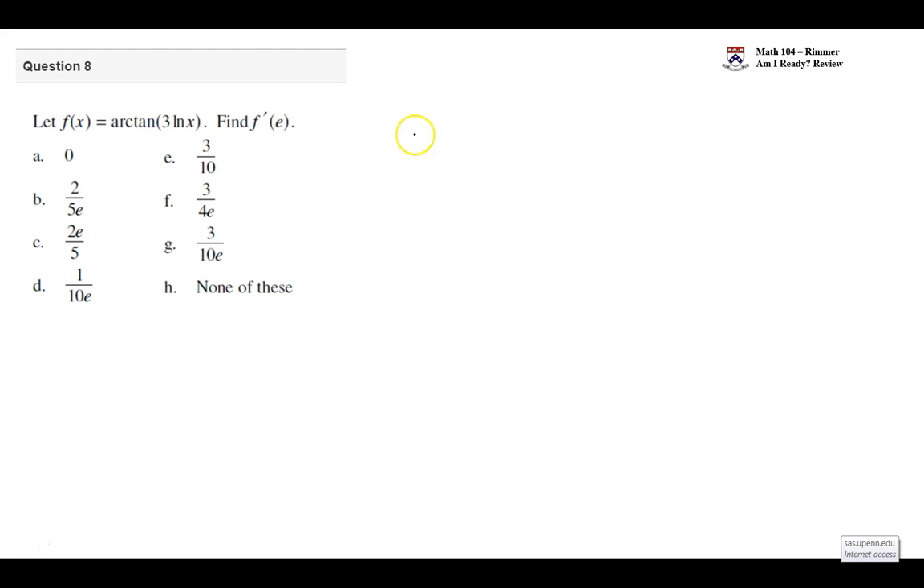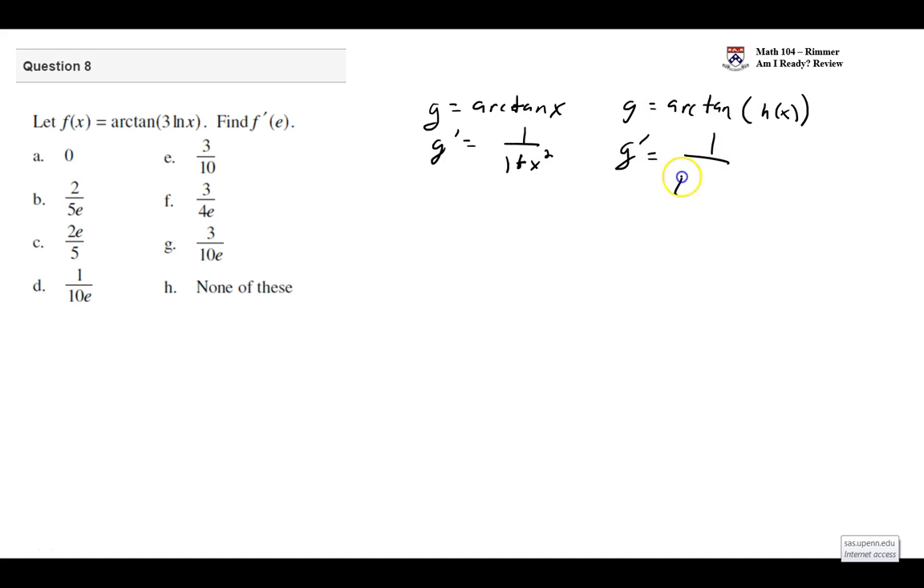We have the arctan of 3 log x. If your function is the arctan of x, your derivative is 1 over 1 plus x squared. Now, what if you have the arctan of an entirely different function other than x, something more complicated? Then to take the derivative of that, you start off with the same kind of concept, 1 over 1 plus, but instead of x squared, we take that whole function and square it. But then chain rule says that we need to multiply then by the derivative of that function. And so that's what we use here.